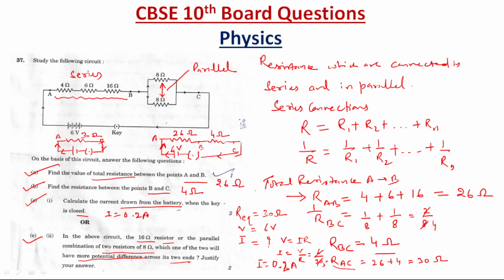So we need to find out the potential difference in this case. Across the 16 ohm, what will be the potential difference? And across this combination of two resistors of 8 ohm which are in parallel, what will be the potential difference? Okay, so we can find out the potential difference, that is V is equal to IR.